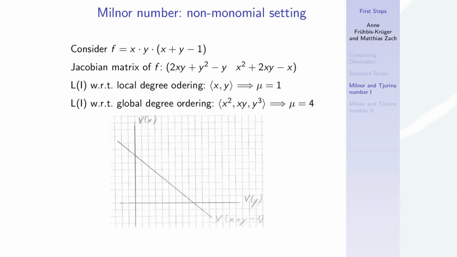We are looking at the critical points of the map defined by F. We are not looking at the singular locus of the zero set we have in the picture. So we see taking a local or global degree ordering makes a difference. That is, we need to look at that and find out what is the difference between taking local and global degree orderings.